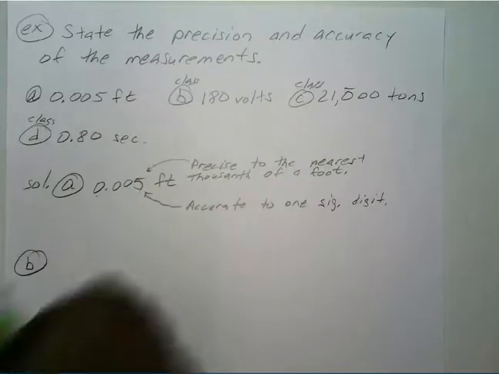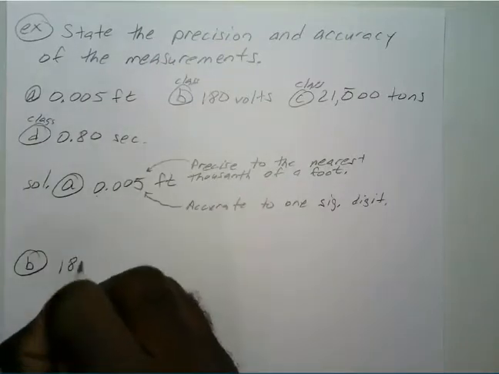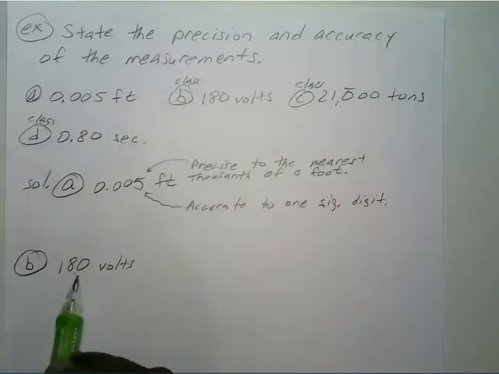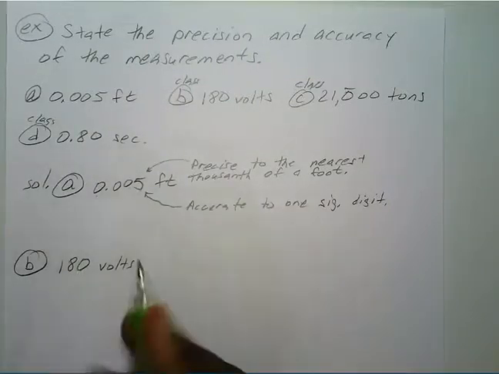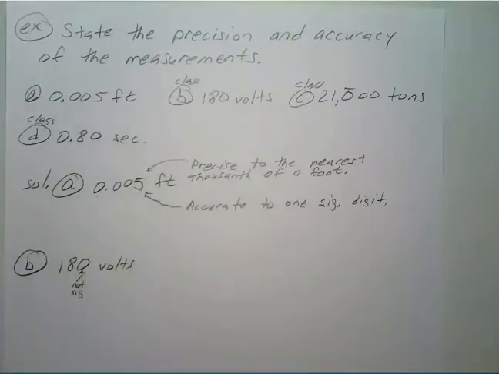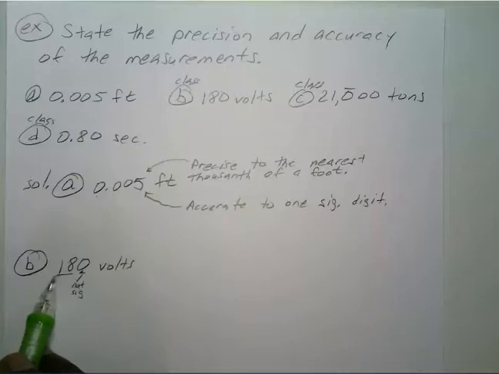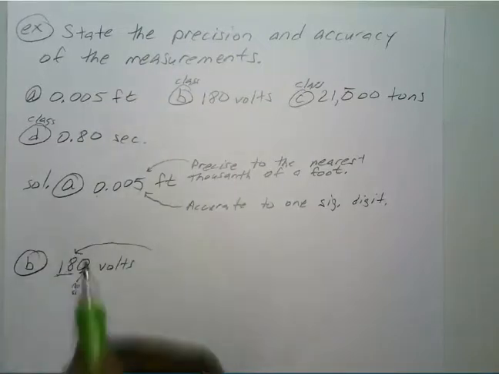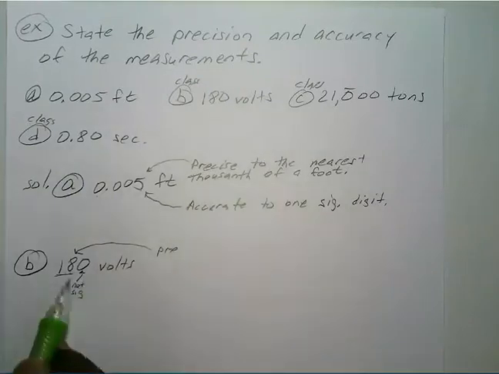So for problem B, you have 180 volts. Remember, this 0 right here is at the right of a whole number, so it's not significant. That means the 1 and the 8 are the only two significant digits. So what's the place value of the 8? Since it's the significant digit furthest to the right, let's point to that. It's in the tens position, not tenths, tens position.